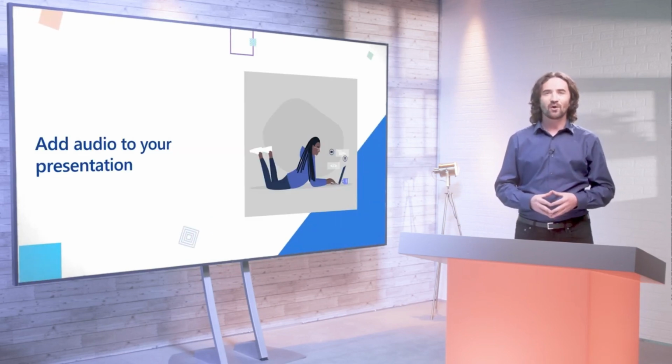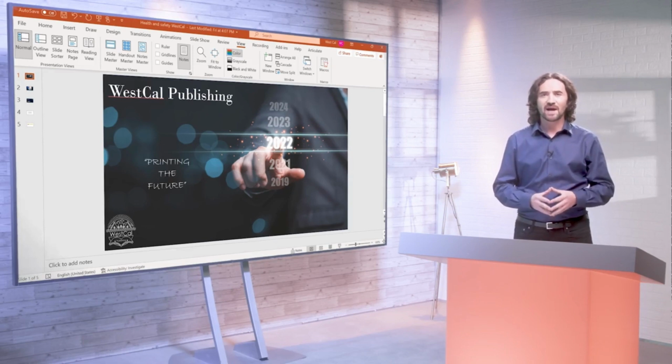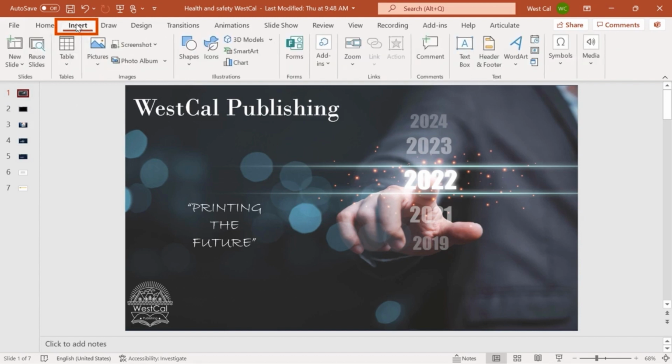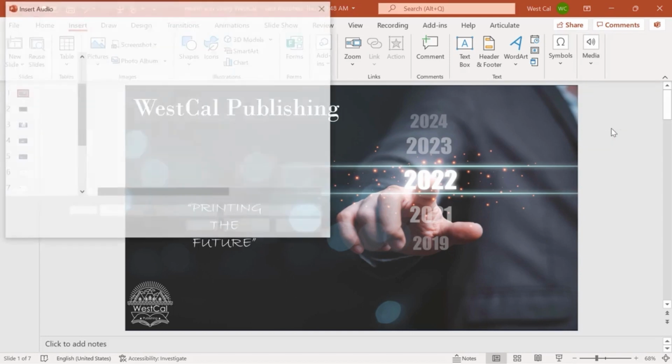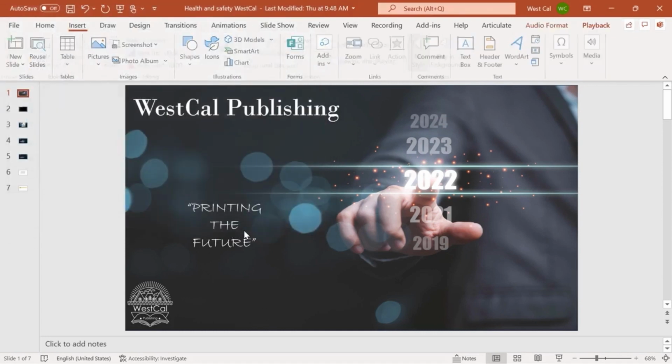Let's start by adding audio to a presentation. Let's take the scenario of Westcal's new advertising campaign and add background audio to the opening slide to set the scene. Firstly, navigate to the Insert tab. Then Media on the right-hand side. Now select Audio from the drop-down, and then select Audio on My PC. You'll notice the Insert Audio box appears. Simply browse to find the audio file on your local drive. Select the file, and then click Insert.